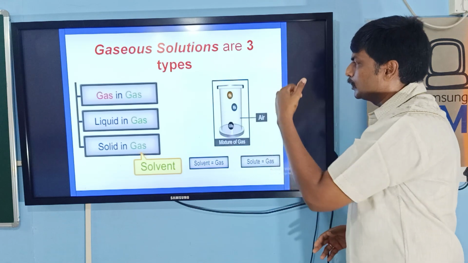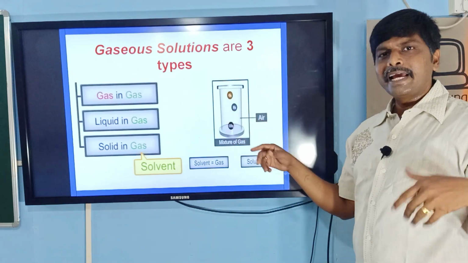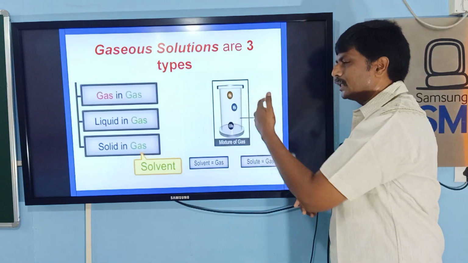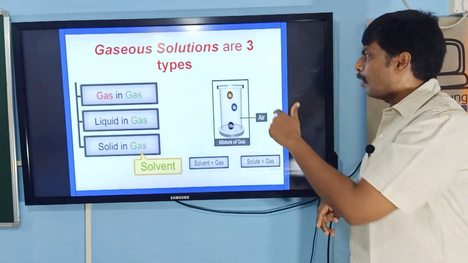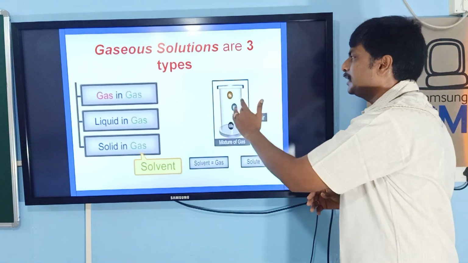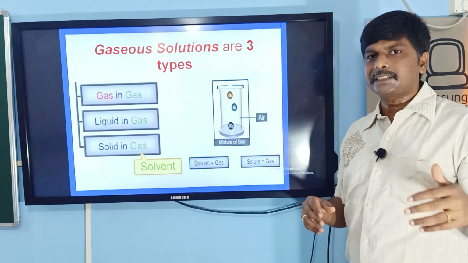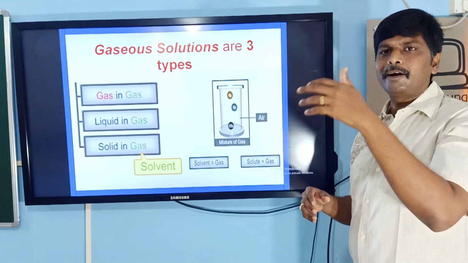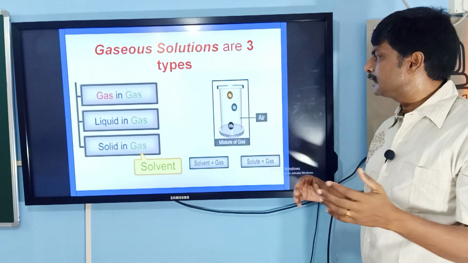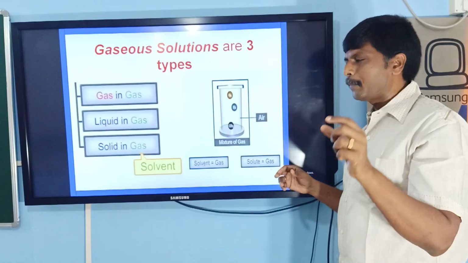Oxygen and nitrogen, that means air. Air mainly contains nitrogen, that is 78%, oxygen, that means 21%, total 99%, these two are there. So remaining 1%, CO2, moisture, ozone, hydrocarbons, all types of pollutants, including noble gases, is only 1%.